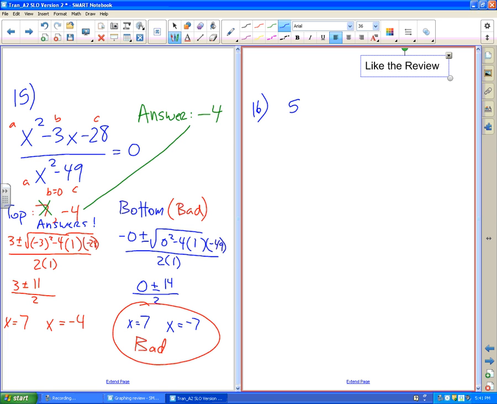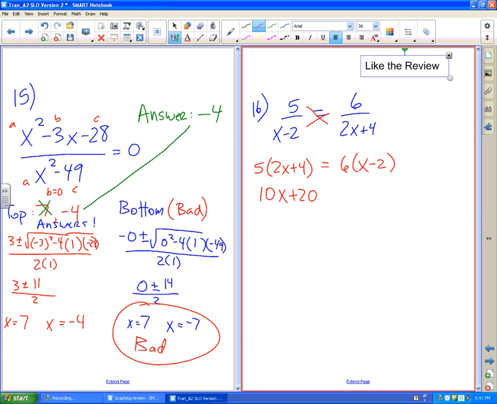We're going to cross multiply on number 16. When you have a fraction that equals a fraction, you're allowed to cross multiply. Subtract the smaller x.